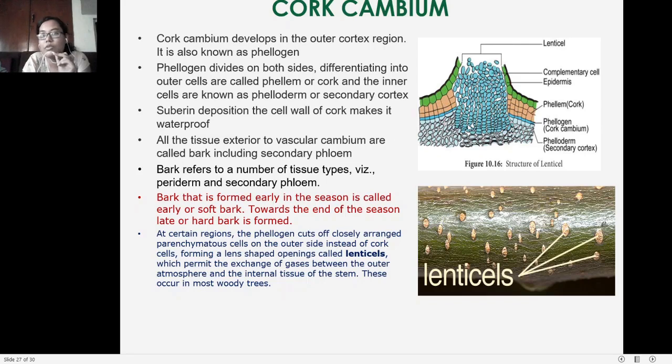So in certain woody trees, the phellogen does not give rise to cork on the outer side, rather it cuts the cork layer and causes an opening. This opening is referred to as a lenticel. It may be several in number. As you can see here, it appears like eye spots on the bark of a tree, but these are actually openings called lenticels through which gaseous exchange or transpiration may sometimes occur.